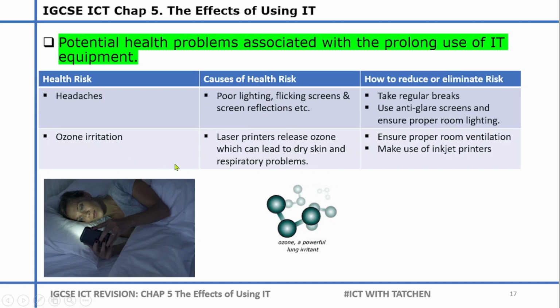Ozone irritation. Whenever I use devices, there is this gas which is released. We call it ozone irritation. Laser printers release ozone, which can lead to dry skin and respiratory problems. So you need to take note of this. Don't stay where they are printing a lot for so long that you don't go out to get some good air. You won't see the ozone, but it gets into your system. So ensure proper room ventilation. If you have a printing room or an area where the printer is, make sure it's well ventilated.